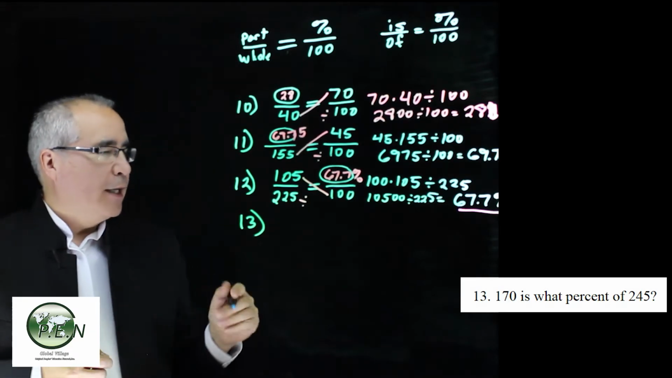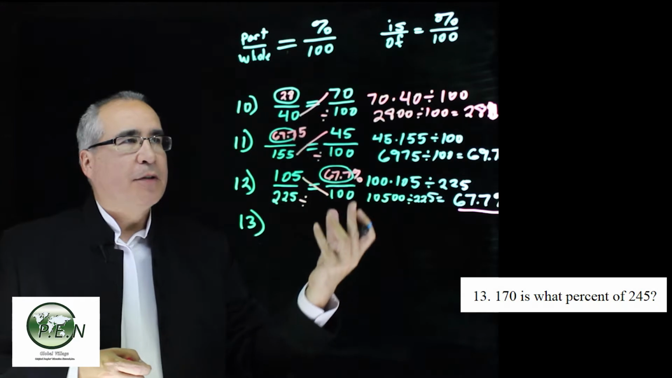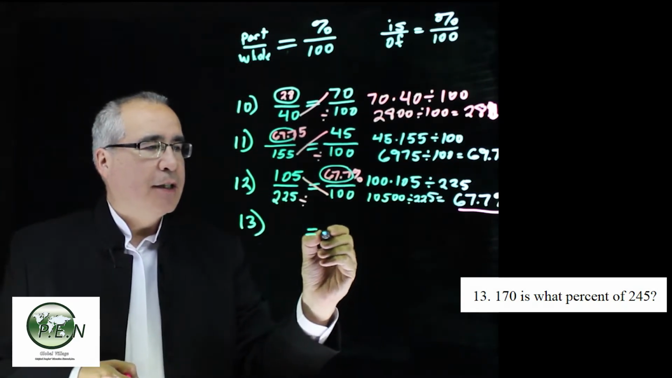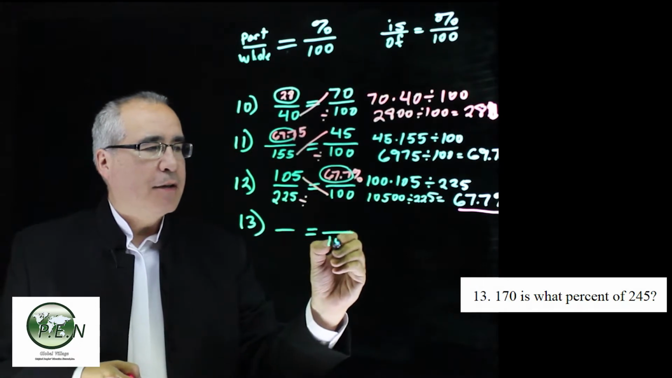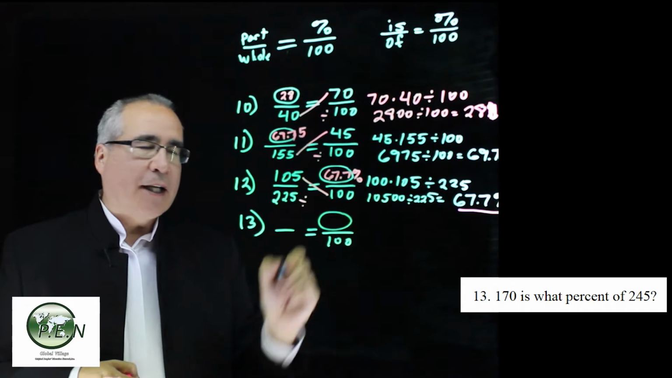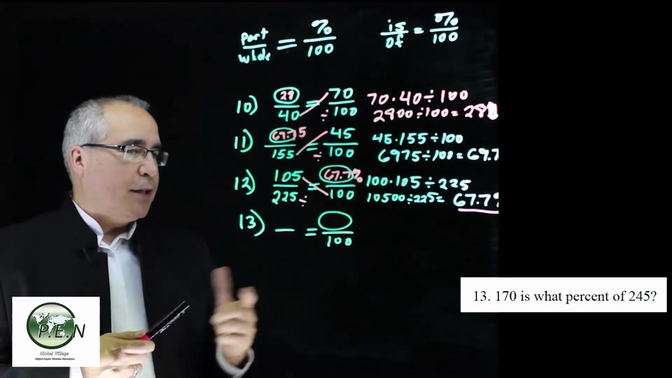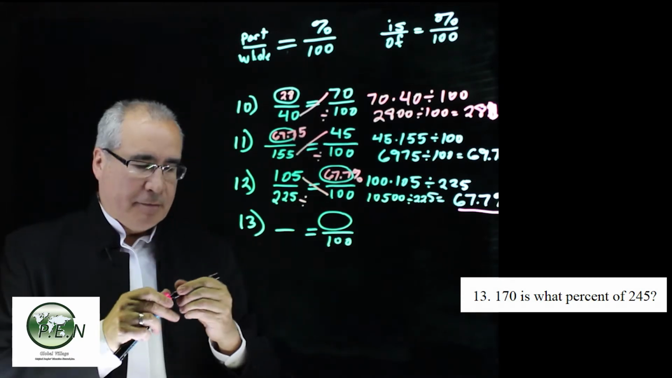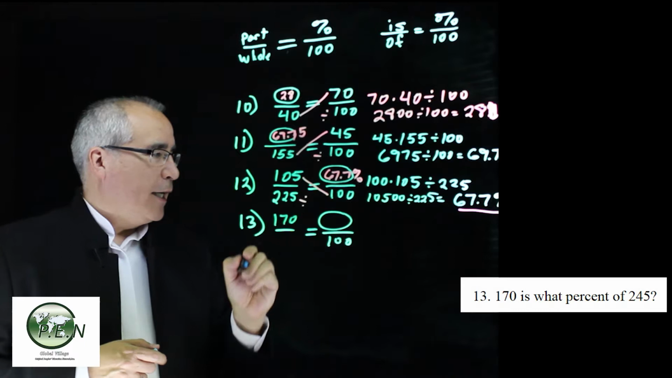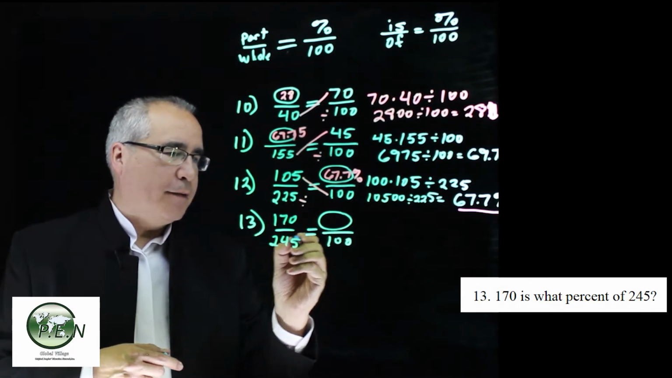13. Okay, this question is 170 is what percent of 245? Again, we are looking for the percentage. So we start off with the two fractions, the 100 on the bottom. We don't know the percent. They didn't give us a percentage, so that's what we're looking for. We just have to figure out the other two words. 170 is, and is what percent of, the of goes in the bottom, 245.